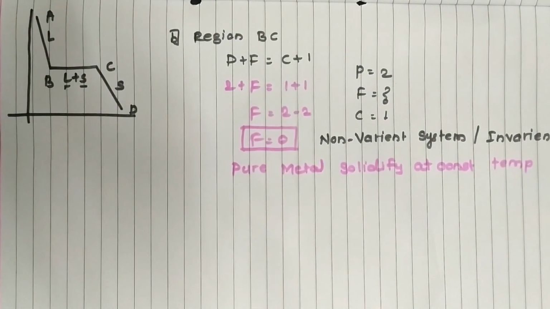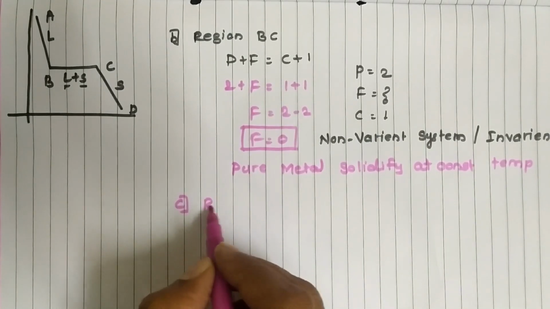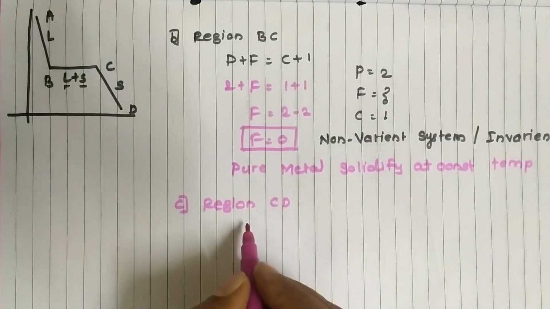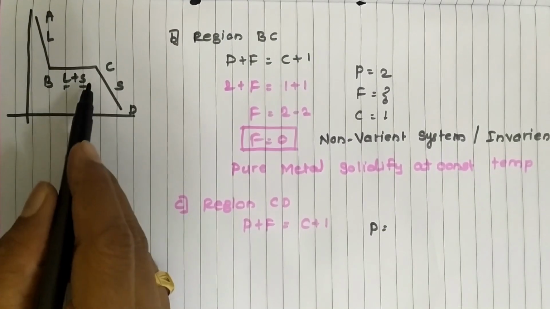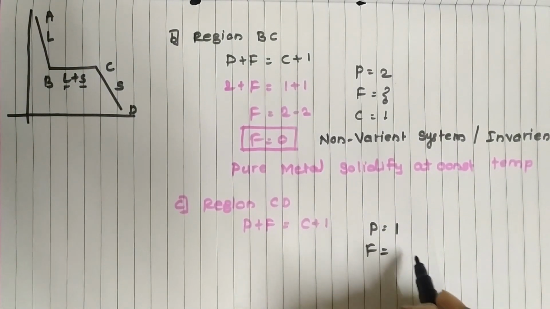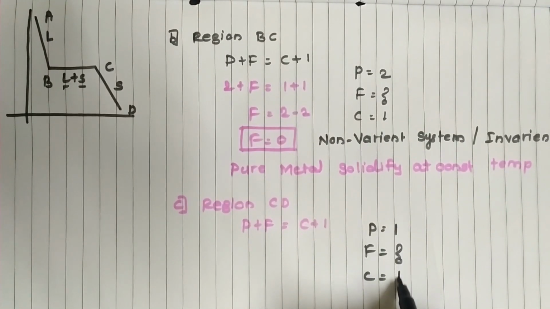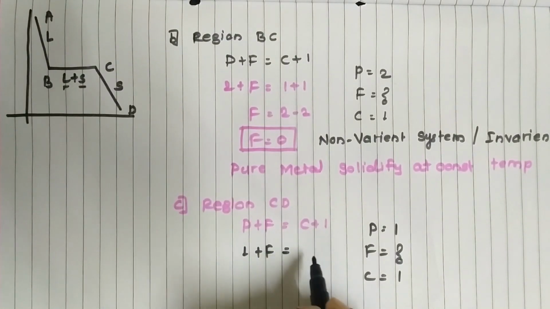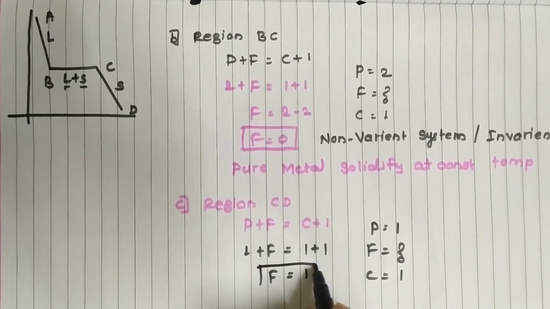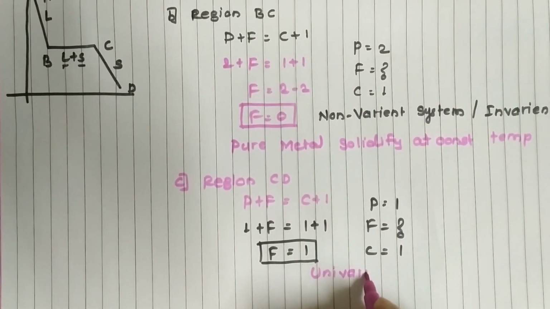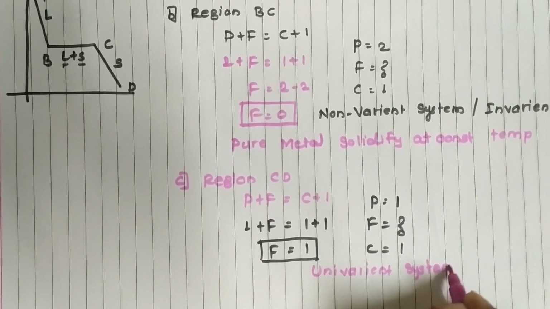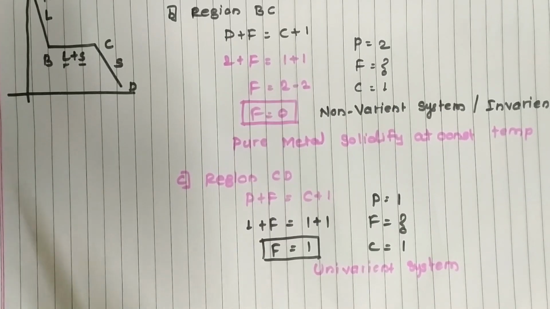Now next, if we apply the Gibb's phase rule for region CD, then P plus F is equal to C plus 1, where P is equal to 1, because here only one phase we are observing, that is solid phase. F we have to calculate, C is equal to 1. If we put this value, 1 plus F is equal to 1 plus 1, F is equal to 1. That we can say is the univariant system. And 1 is indicating what? That is similar to whatever we have seen in the first, that is the temperature only we have to vary without changing the phase existing in the system.